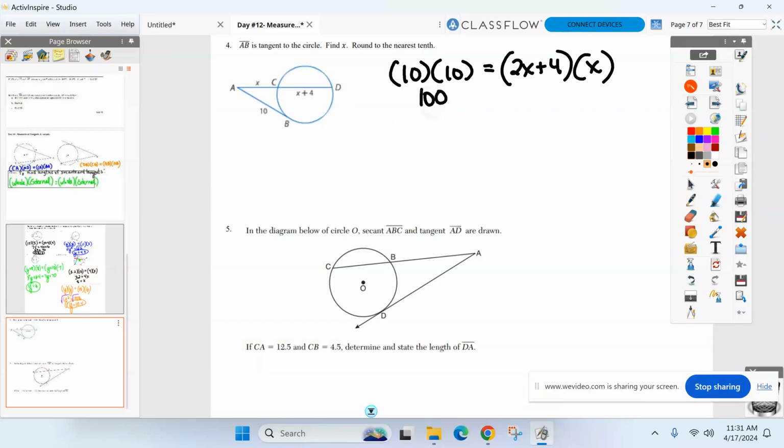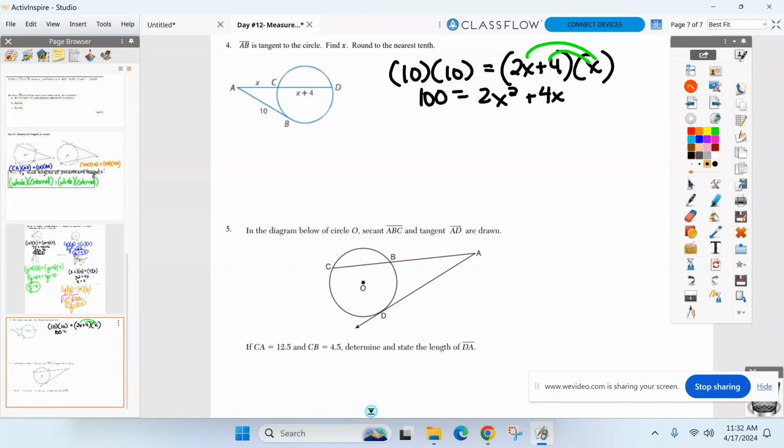100. All right, looks like we're going to have to do some distribution here. 2x squared and 4x. All right, what's your move now? We talked about this yesterday when we did chords. We had a problem like this. Not exactly like this, but no square rooting, right? No taking the square root because you have an x squared and an x in the same equation.